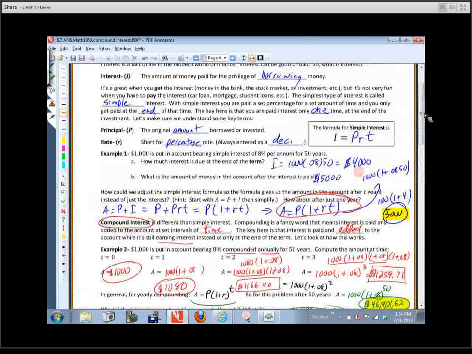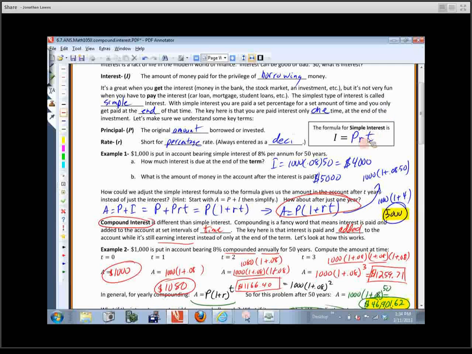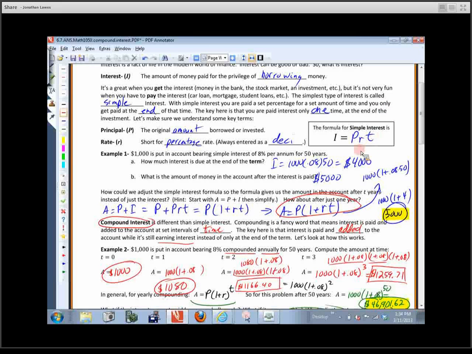We went over the formula for simple interest, and talked about how interest is money you get paid, or that you pay for the privilege of borrowing money. Simple interest was very easy. It's just the interest you get is the principal times the rate times the time. That P, R, and T are used all the time. You want to make sure you know what they are.